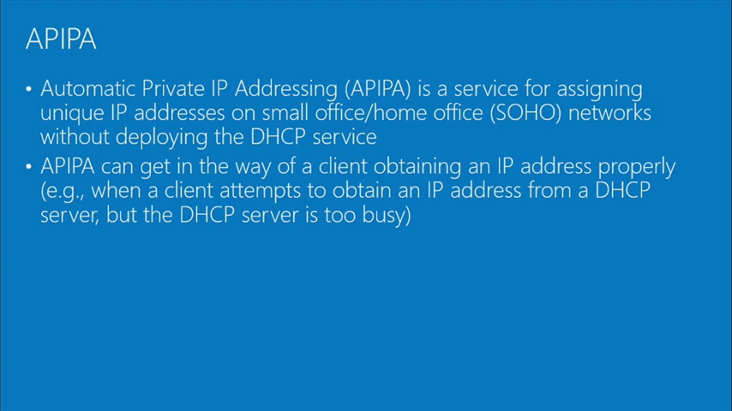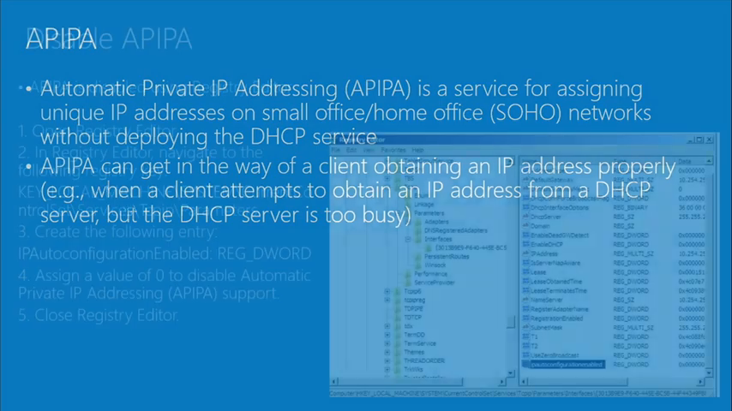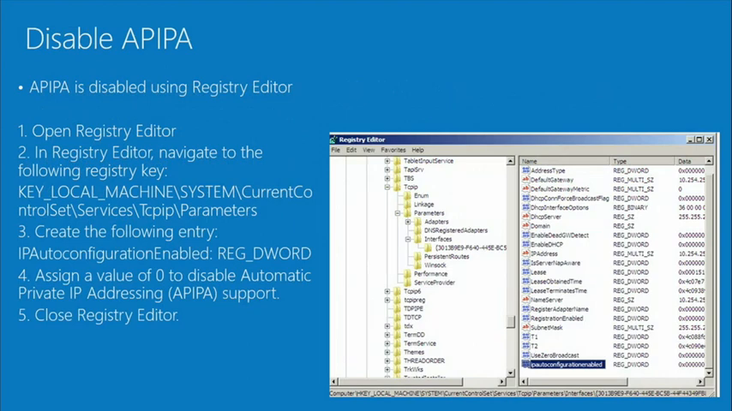APIPA can get in the way of clients obtaining IP addresses from overloaded DHCP servers. That actually, there's kind of a side note to that, in that if you've got clients on your network getting APIPA addresses, but you've got DHCP in place, it's not that APIPA is in the way, even though that's how we've worded it. It's that your DHCP servers are overloaded. So that's actually a good indicator of a different kind of problem. It's not that your DHCP server is down, it's that your DHCP server has too many requests to handle. It may be time to add a scope, add a server.